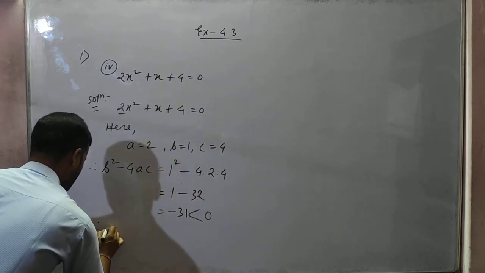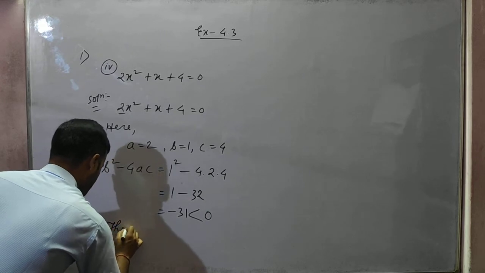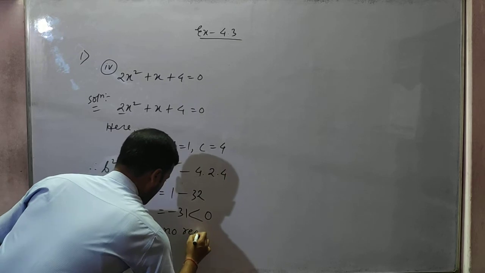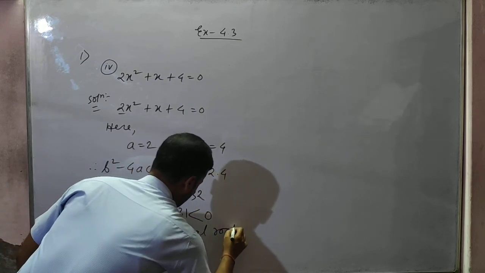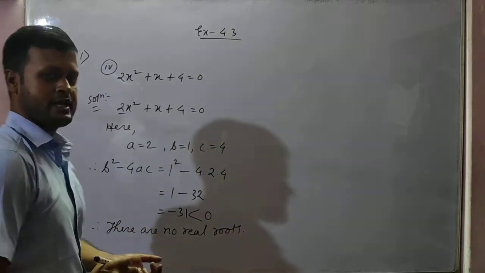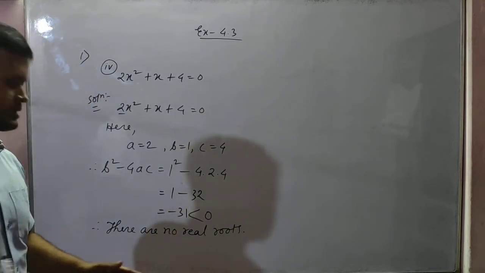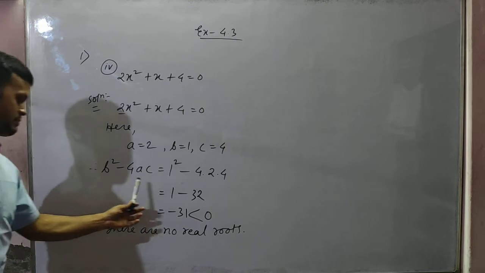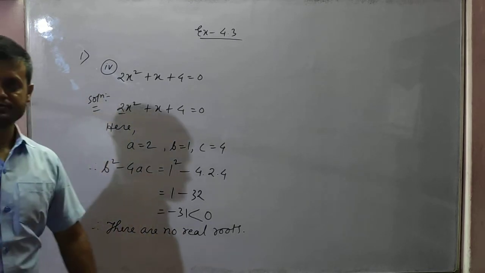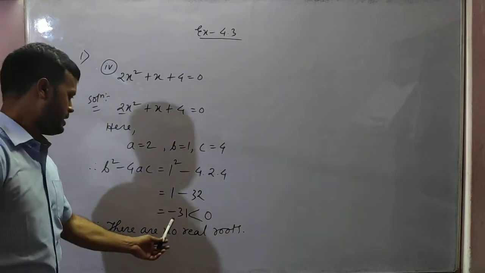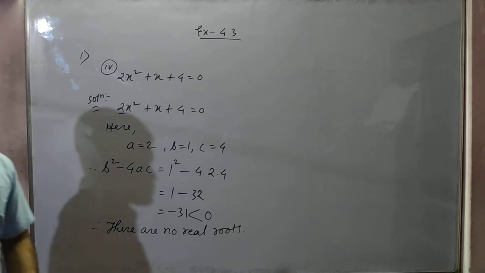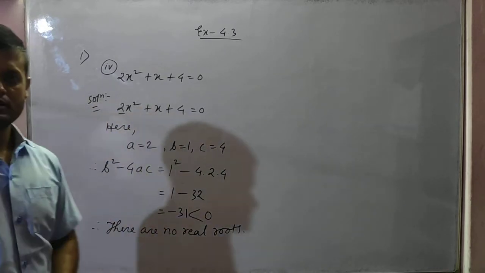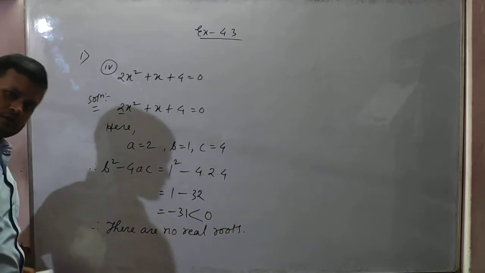Therefore there are no real roots. So no real roots means you don't need to solve this. Just keep it up till here. So if you find that b square minus 4ac is less than 0, then you don't need to solve this. You just keep it till here. There are no real roots. Okay? Okay, students?